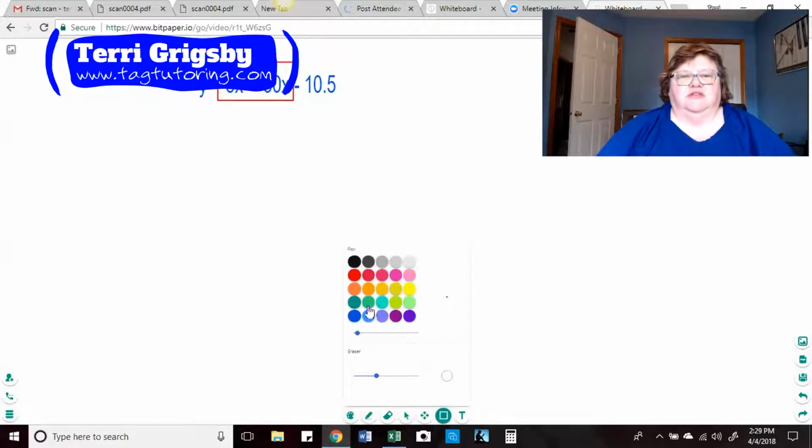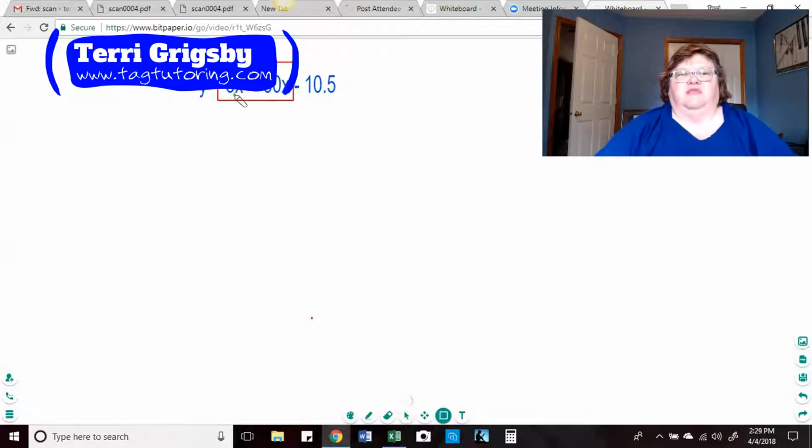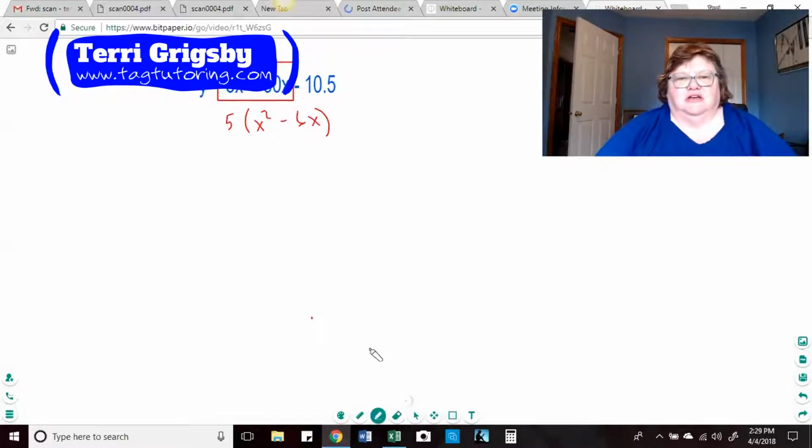And now, instead of going straight to completing the square, what I want to do is factor out whatever's in front of the x squared. It doesn't matter, whatever is in front of this, that's what we take out. So in this case, we're going to take out the 5. If I take out the 5, that will leave me with x squared minus 6x. Okay? And then I still have the other parts. I still have y equals, I still have the minus 10.5.